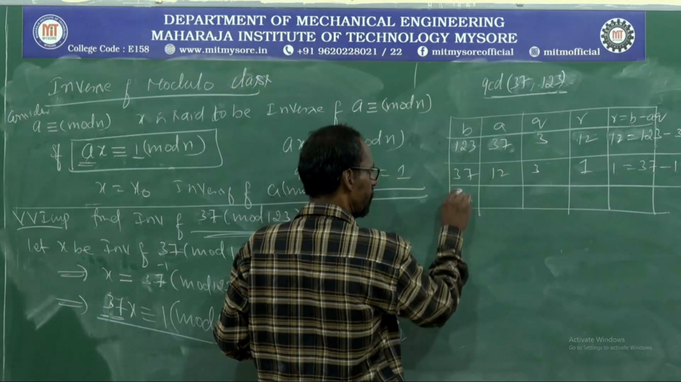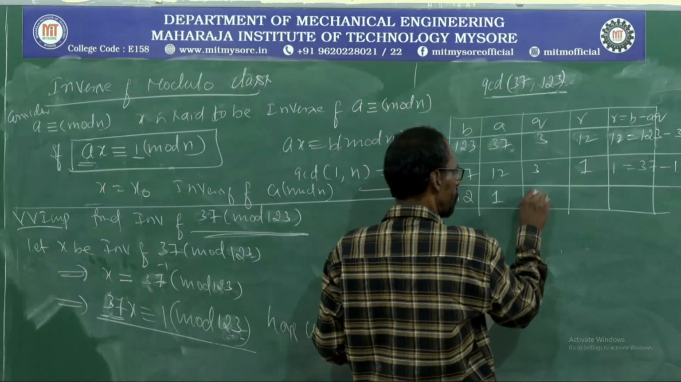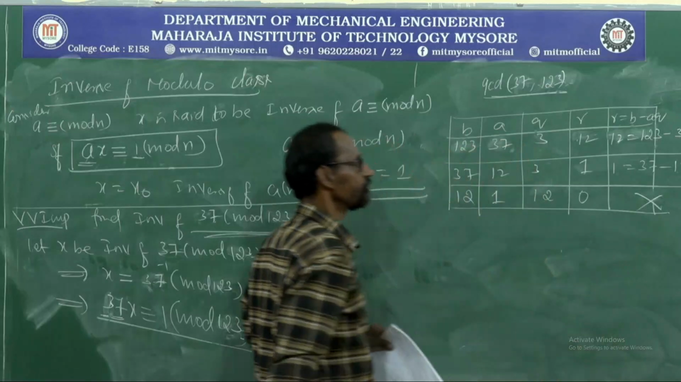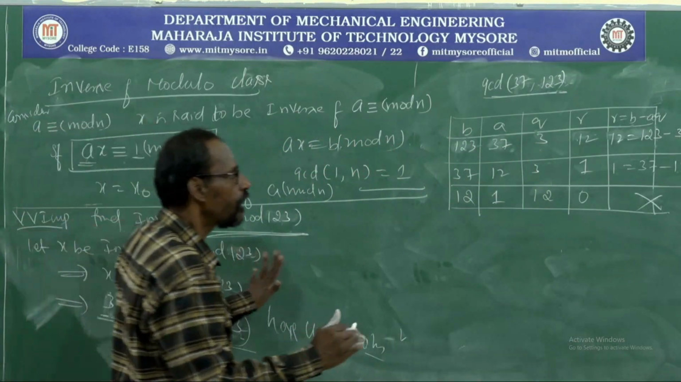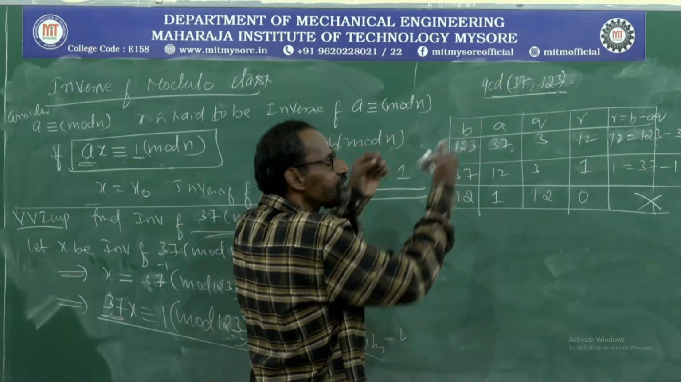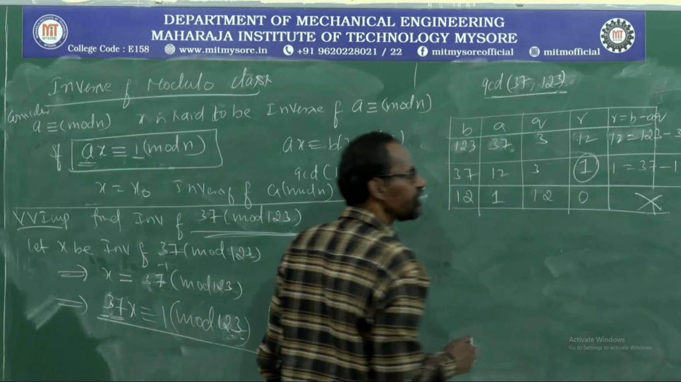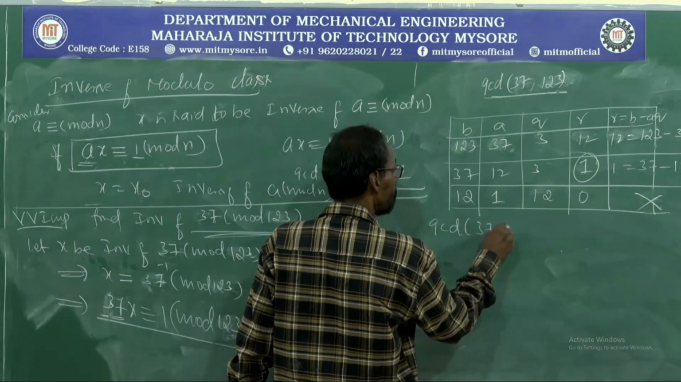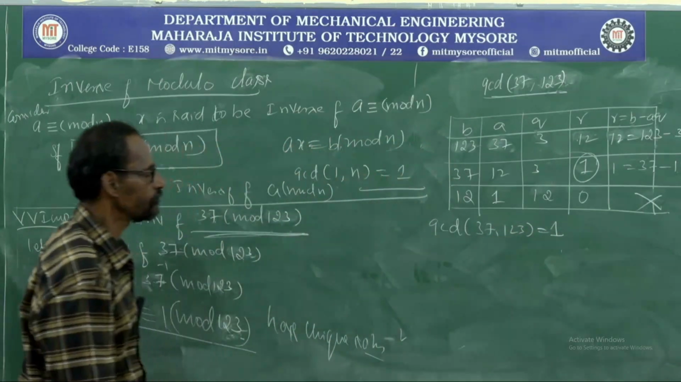Again push the A value, push the R value. Here the quotient is 12, the remainder is 0, and we don't want this. The moment you get 0 as a remainder, you need to stop there and go to the previous non-zero value, that is going to be the GCD. GCD is 1. Therefore, the GCD of 37 and 123 is equal to 1.